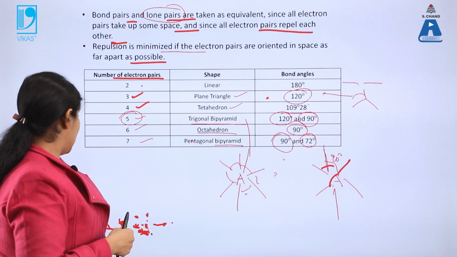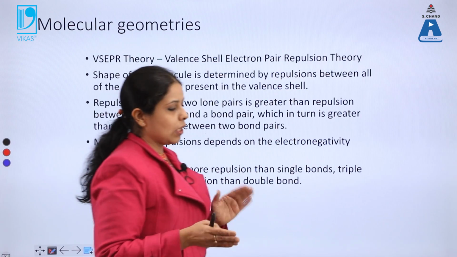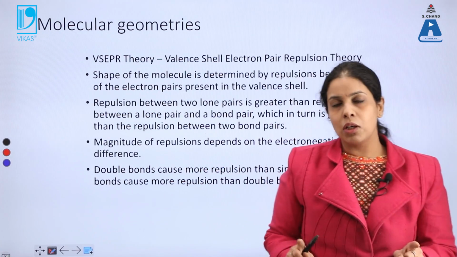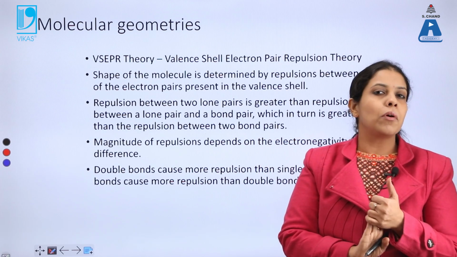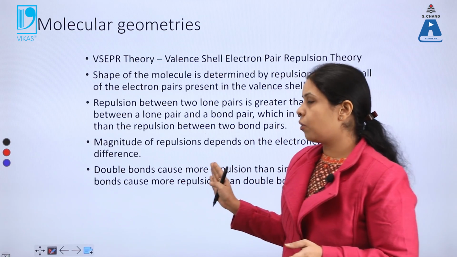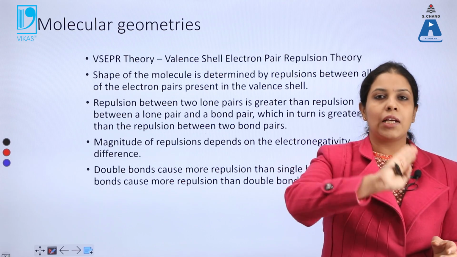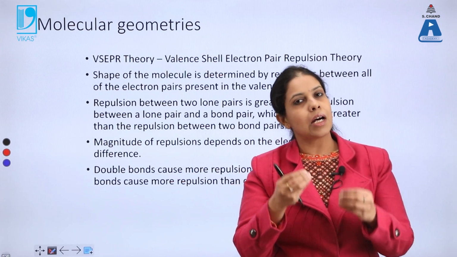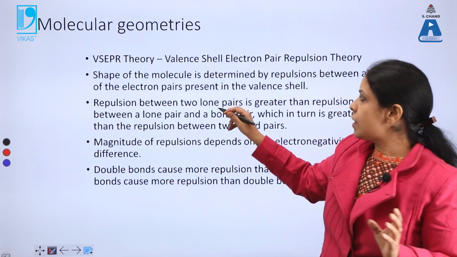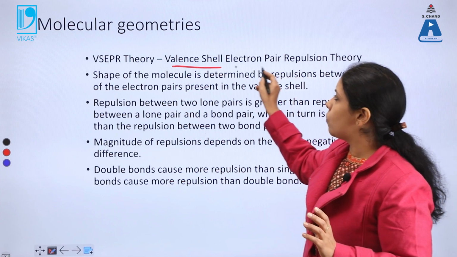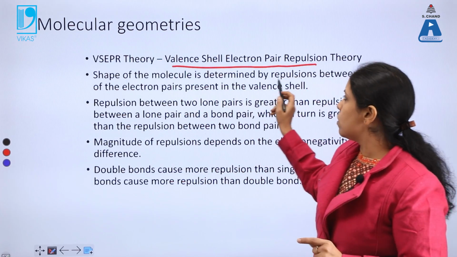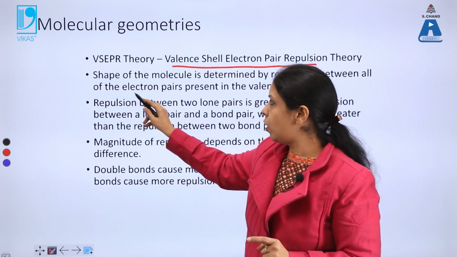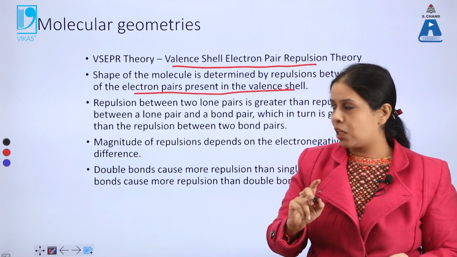Okay, so next is VSEPR theory. This we have already discussed in the previous video, but because we are discussing molecular geometry again, it's very important for us to know about the VSEPR theory. Till now it was considered that electron pairs and lone pairs are the same, but VSEPR theory, whose full form is valence shell electron pair repulsion theory, says the shape of the molecule is determined by repulsion between all of the electron pairs present in the valence shell.